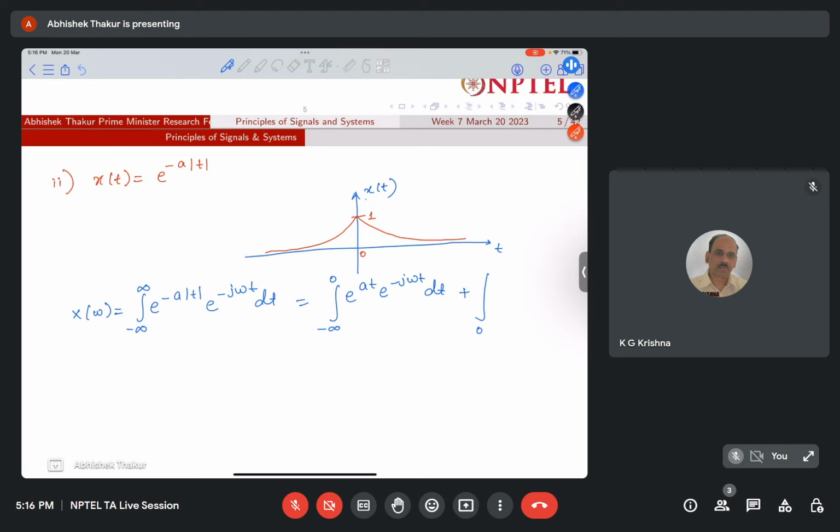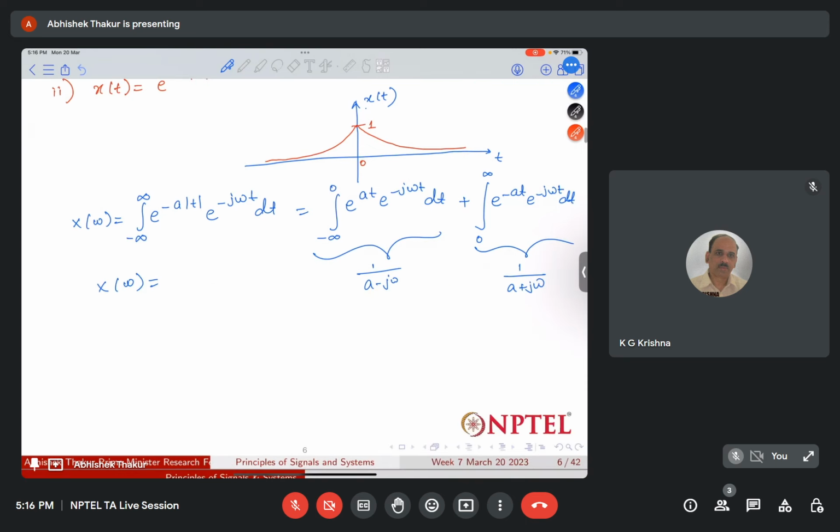plus 0 to infinity e to the power of minus a t, e to the power of minus j omega t dt. So here we will get X omega equal to, now this is the simple integration we have seen in the previous case also. Like this one we have seen, that is 1 by a plus j omega, and for this you will get 1 by a minus j omega. In the same way, just like in the last case, we will get the answer.